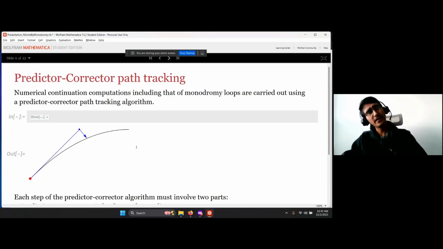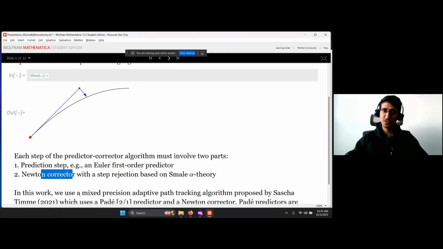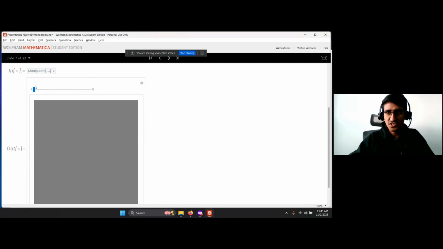And for tracking these paths themselves, we use predictor corrector path tracking because these are high dimensional curve tracking. So starting from one root, you track a curve using predictor corrector tracking algorithms. There are sophisticated algorithms, but the key elements are two. One is you take a prediction based on the tangent information of the curve, and then you correct it using a Newton step. I've given details of what techniques I use. Let me give a visualization here.